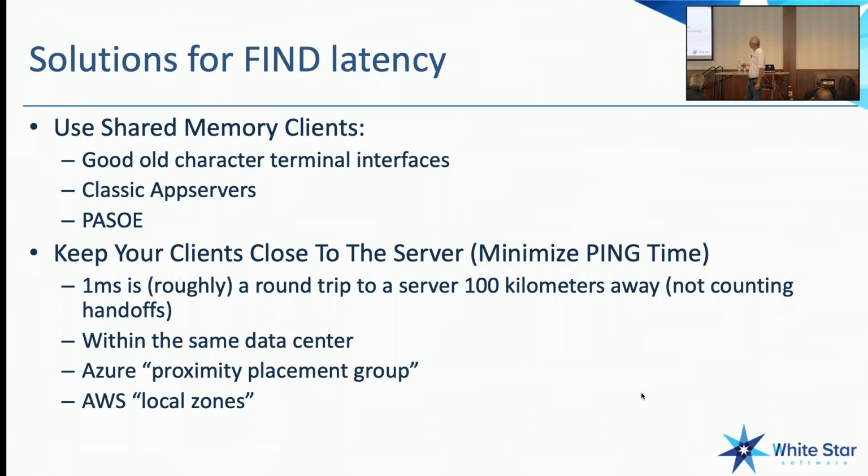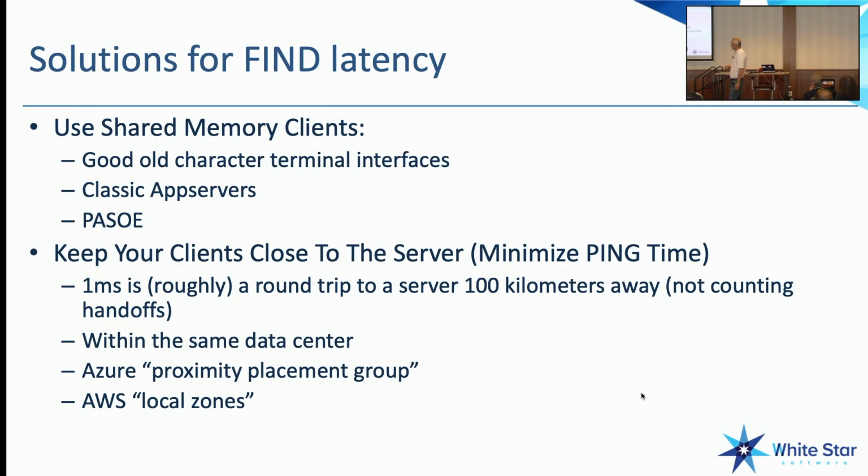You can minimize ping time. Keep in mind that 1 millisecond is not really good. 1 millisecond is a server that's 100 kilometers away. So that's not really local. If you're within the same data center, then you're in that 0.0-some-odd millisecond kind of range, then you're probably okay. If you're running in Azure, then you want to use what's called the proximity placement group. That's Azure's term for two servers that are right next door to each other. And yes, you have to pay extra for that. Or if you're in AWS, you can use something called local zones, which is the same thing. There are servers that are right next to each other, probably in the same rack, and they'll have very good ping times.